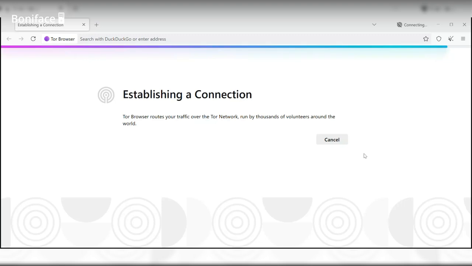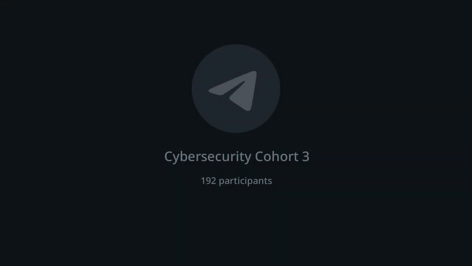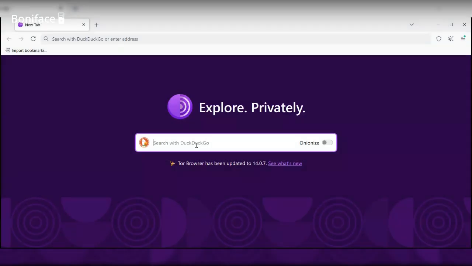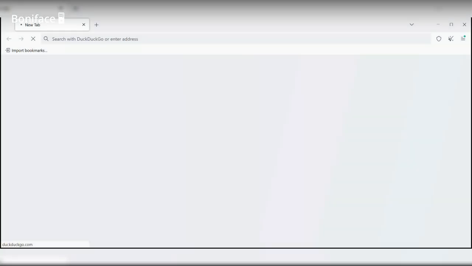I'll show you the different layers of encryption. That's like we said. Okay, good, that's already done. Now let me search for bad dogs.